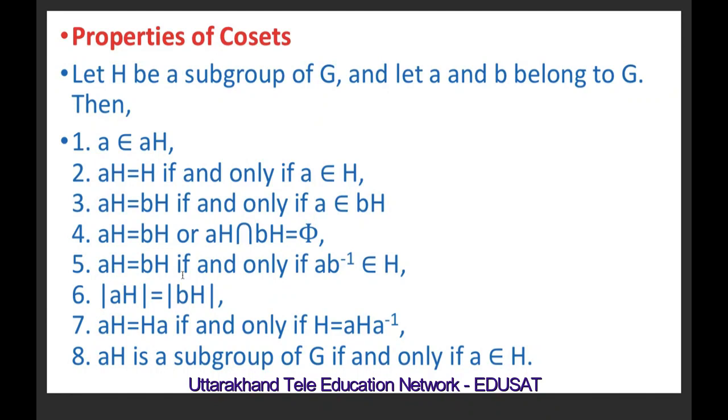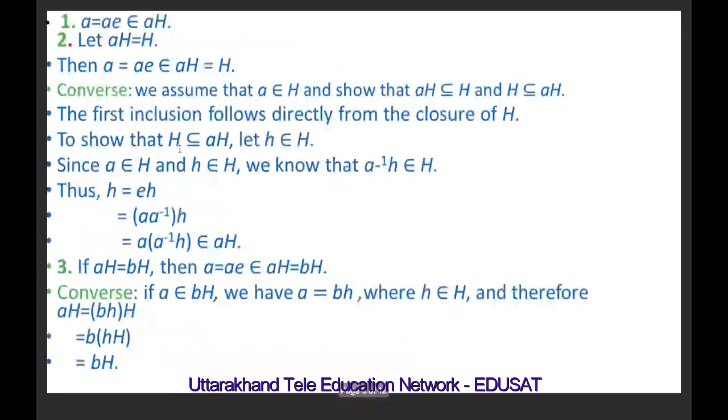Number 5, aH is equal to bH if and only if a inverse b belongs to H. Number 6, the number of elements in aH is equal to the number of elements in bH. Number 7, aH is equal to Ha if and only if H is equal to aHa inverse. Number 8, aH is a subgroup of G if and only if a belongs to H. So, in the following, we will prove all these properties one by one. So, the first property is a belongs to aH.